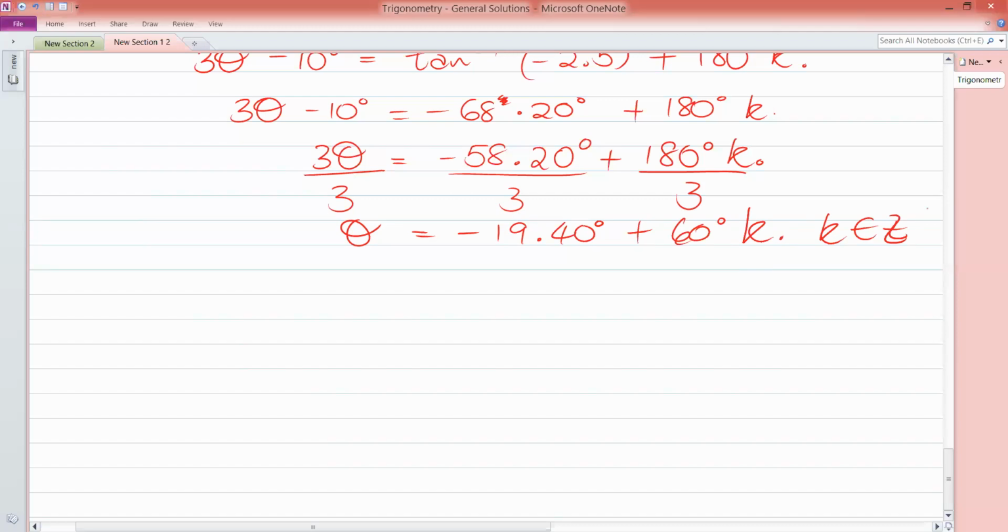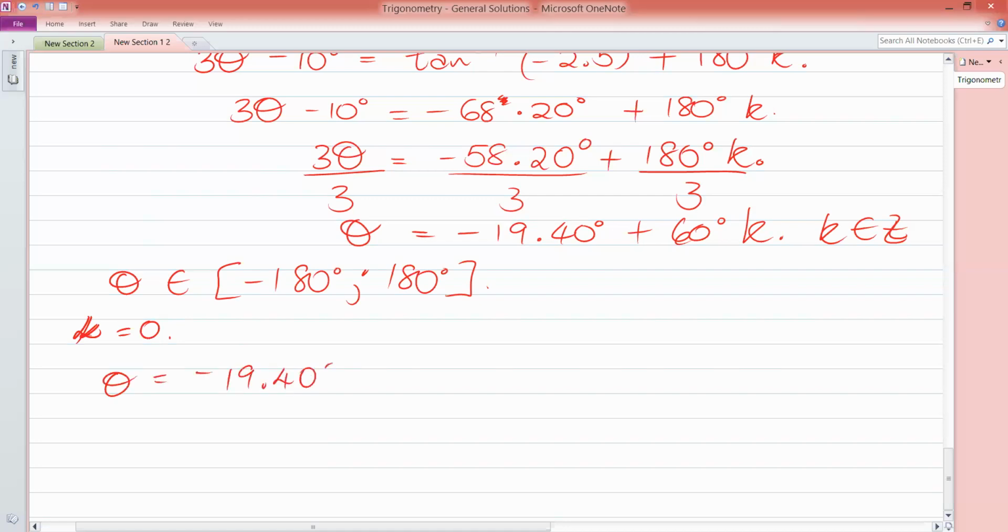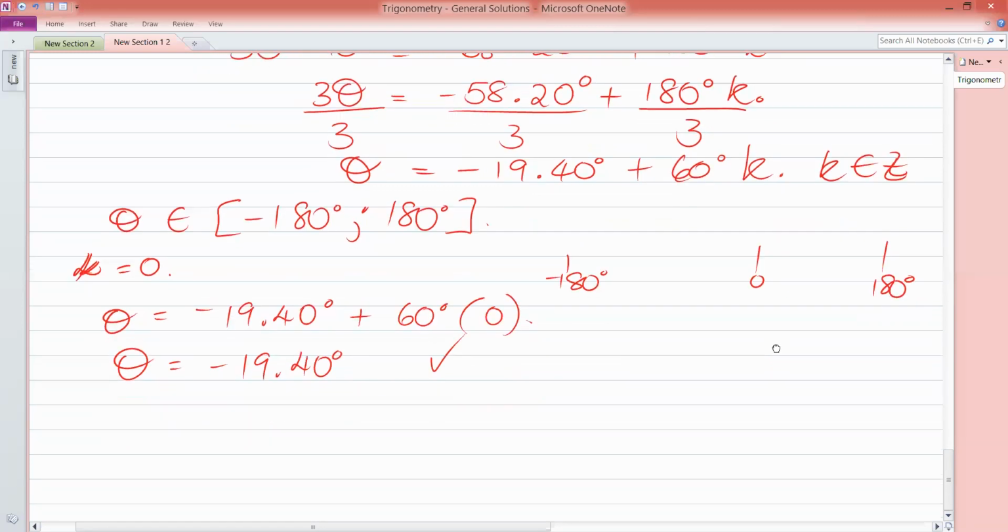If they had only asked you for the general solution, this is where you would stop. But for this question, they wanted us to find the actual values of theta within the range negative 180 to 180. First, let's start by substituting in K equals 0. For tan, remember you only have one general solution. Negative 19,40 plus 60 multiplied by 0. So your first theta is negative 19,40. Is it within your range? What do you guys think? Yes, ma'am. Right, so we take that answer. Perfect.